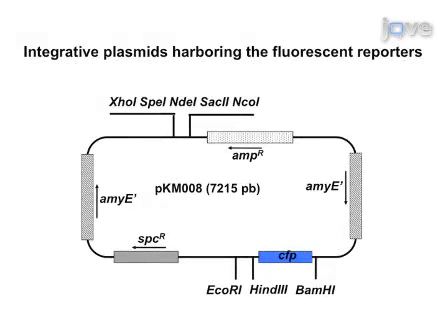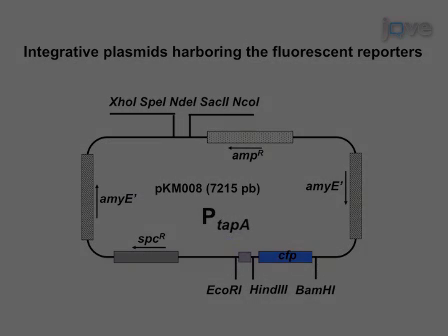Integrative plasmids are used for labeling B. subtilis, and an example is shown here. PTAP-A, the promoter of the genes responsible for the production of TasA matrix protein, is cloned into the vector using the restriction sites EcoR1.